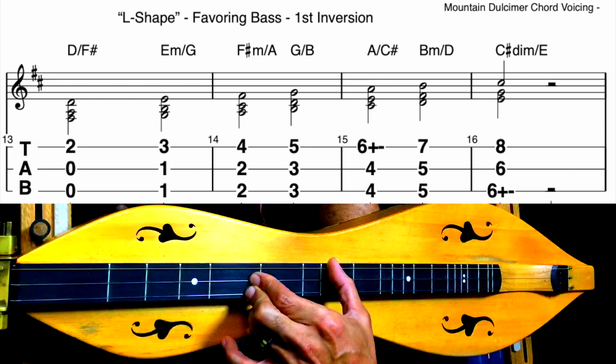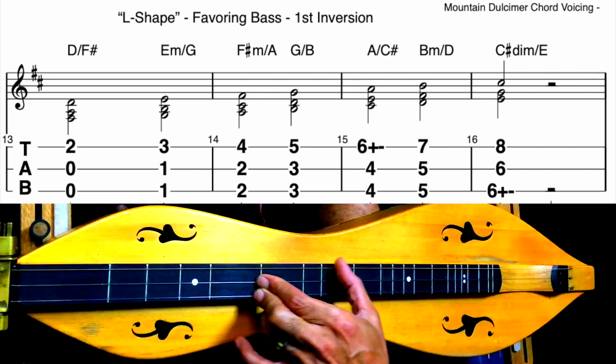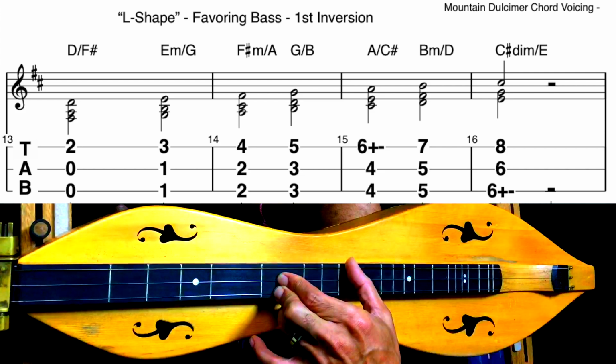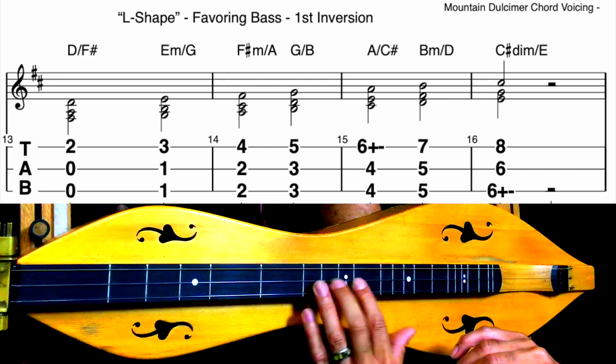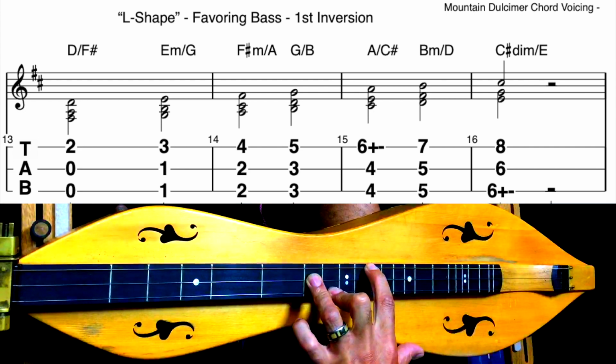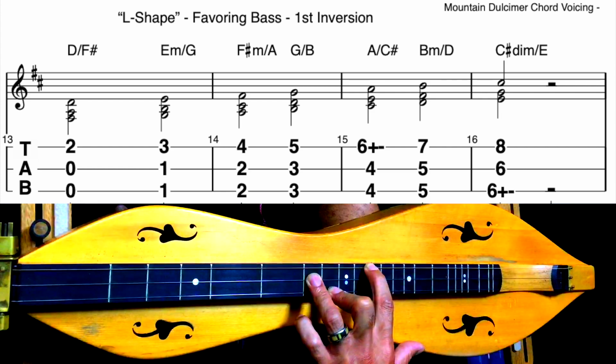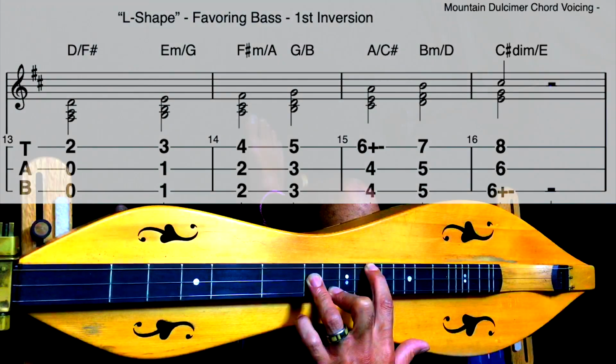And we can keep doing this up the scale, just inverting that L shape. There's our A with a C sharp bass. There's our B minor with a D bass. And then we're going to change the shape for our C sharp diminished with an E bass and do this. Not the easiest chord shape in the world, but there's the result right there.